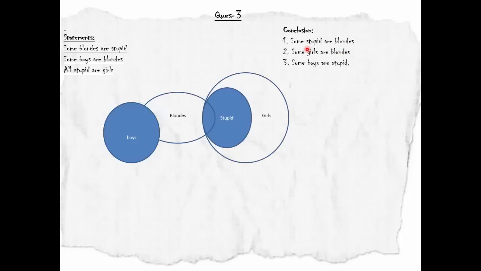Let us see conclusions one by one. Some stupids are blondes. Some portion of the stupids are blondes. It's a right statement. Some girls are blondes. Clearly right statement. Some boys are stupid. So there has to be some boys which are stupid. Again, it's a wrong statement. So no conclusion here as well. Sorry, some stupids are blondes and some girls are blondes, these two I said are right. So conclusions 1 and 2 are correct conclusions. We can clearly see from the diagram.